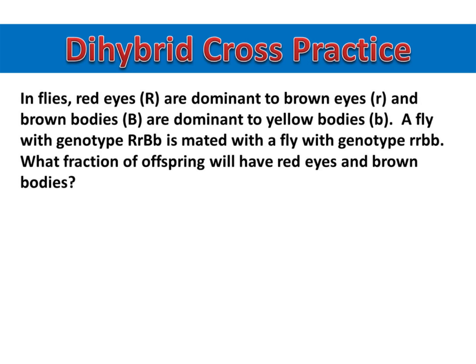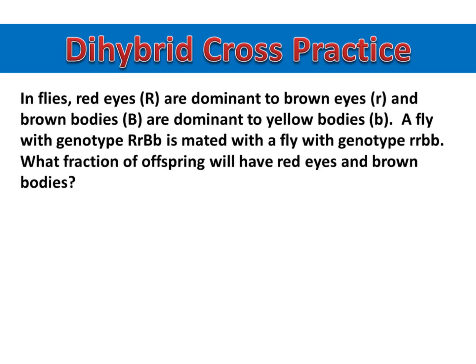In flies, red eyes, big R, are dominant to brown eyes, little r, and brown bodies, big B, are dominant to yellow bodies, little b. A fly with genotype big R, little r, big B, little b is mated with a fly with genotype little r, little r, little b, little b. What fraction of offspring will have red eyes and brown bodies?